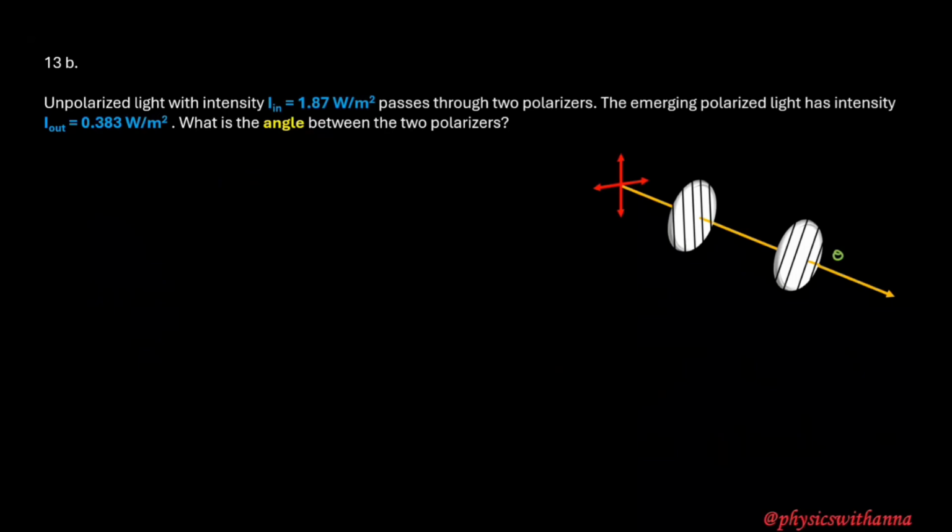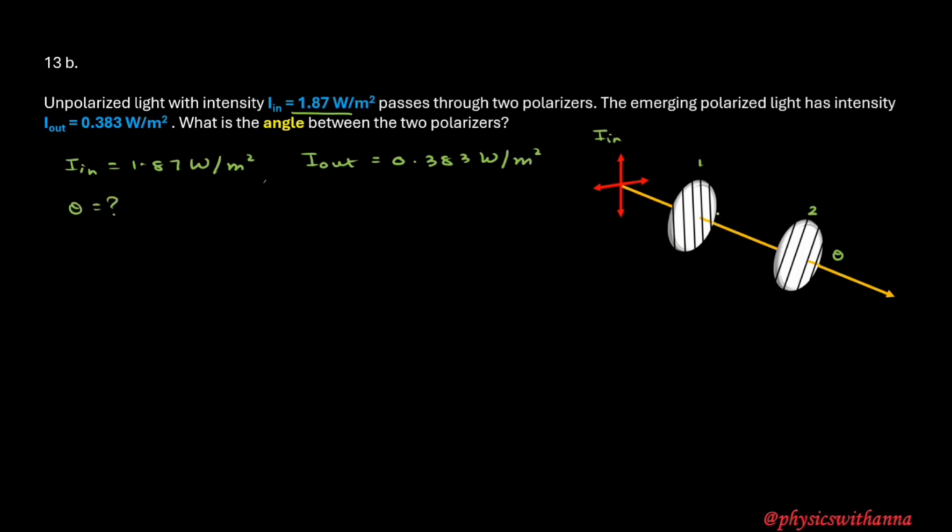Question 13b is similar to A. Again, we have two polarizers, I will call them 1 and 2. Unpolarized light of intensity I in, which is 1.87 watt per meter squared, is incident on these polarizers, and the final intensity coming out of polarizer 2, which is I out, is 0.383 watt per meter squared, and we need to find the angle between these two polarizers. So we need to find the angle theta.